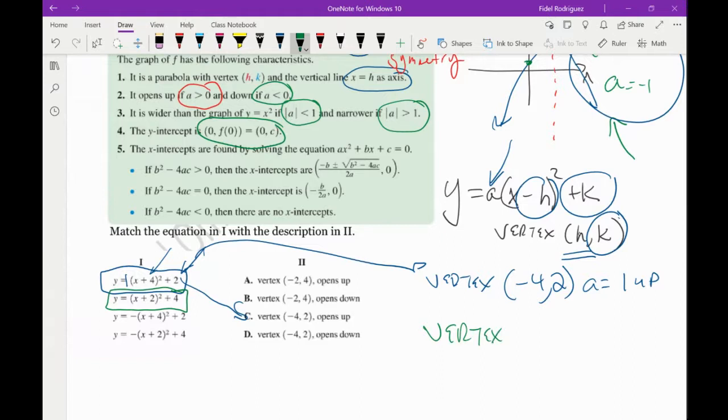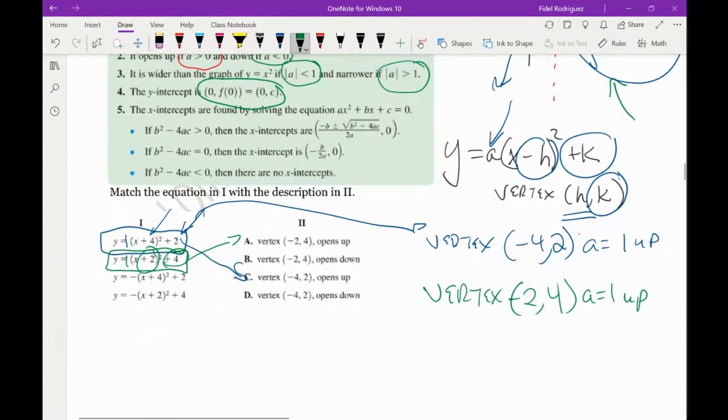Okay. So my vertex, remember, this number, I'm going to change the sign of it: -2. This one stays exactly the same, +4. The number A here, again, is a +1, which tells me the graph opens up. So I'm going to say, okay, which one has vertex -2 and 4 going up? It looks like choice A. So that one's going to go to A. Okay. And then we'll do the same thing for this next one right here.